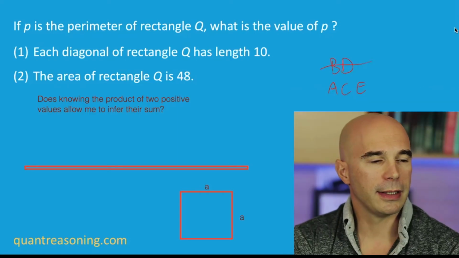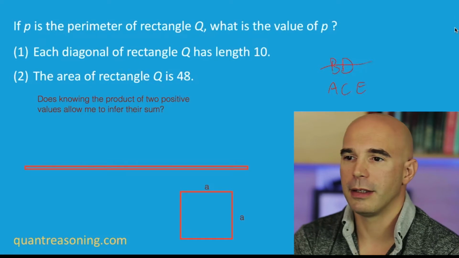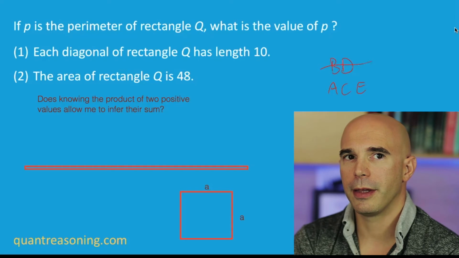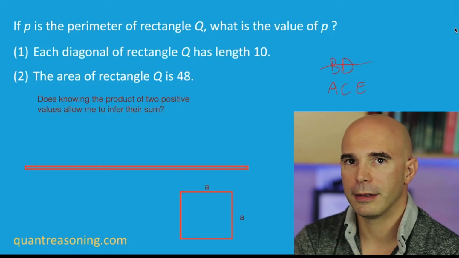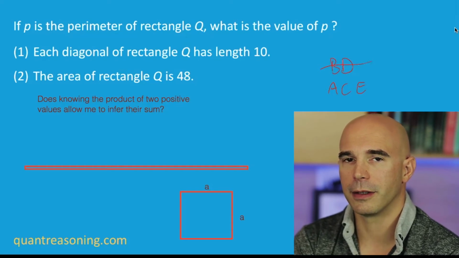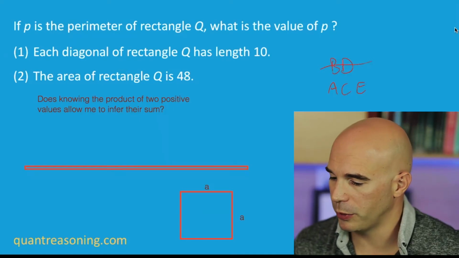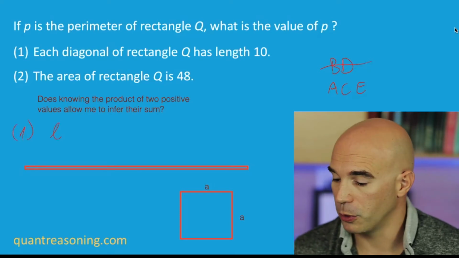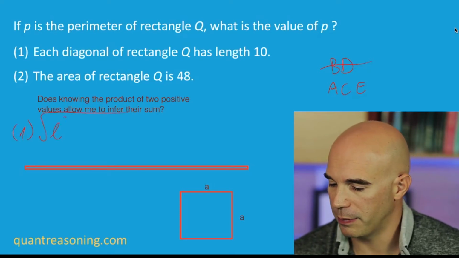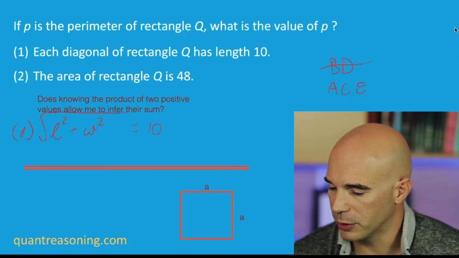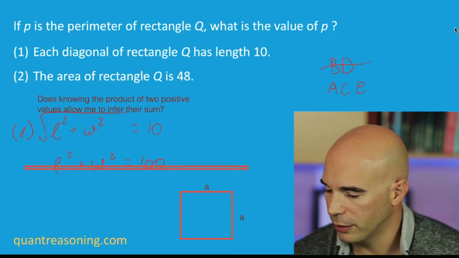Statement 1 on its own says that each diagonal of the rectangle has a length of 10. Does knowing the length of the diagonal allow us to infer the sum of the length and width? And there are two ways we could do this. We could do this algebraically using the Pythagorean theorem. We would say that statement 1 is giving us the square root of L squared plus W squared. And then we can square both sides and say the sum of the squares is 100.